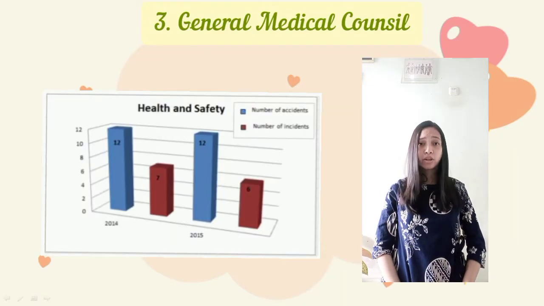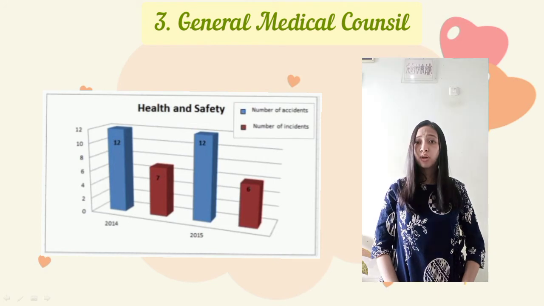The number of recorded accidents is low. 2015 had 12 accidents. 2014 was also 12. No accidents on GMC premises needed to be reported to the HSE. During 2015 there were 6 medical accidents, where a member of staff or visitor became unwell whilst on GMC premises and was attended by a first aider. In 2014 there were 7. That's all my explanation about the chart, graph, and diagram related to human resources.